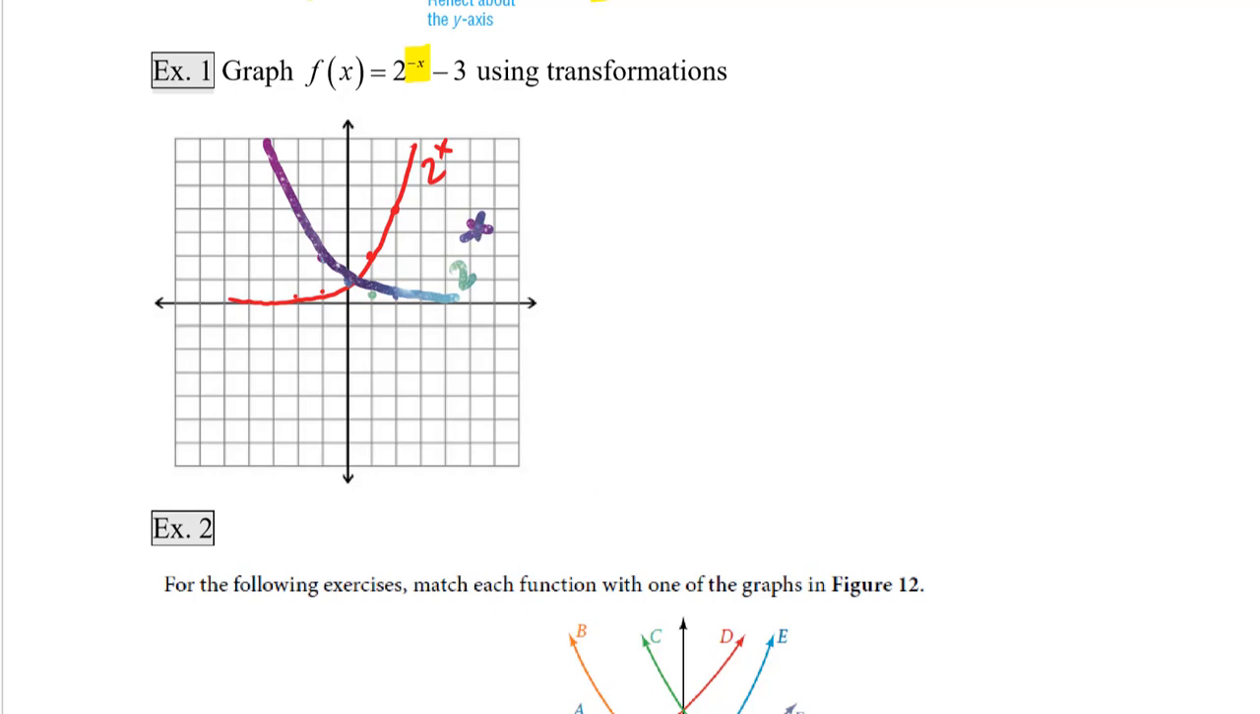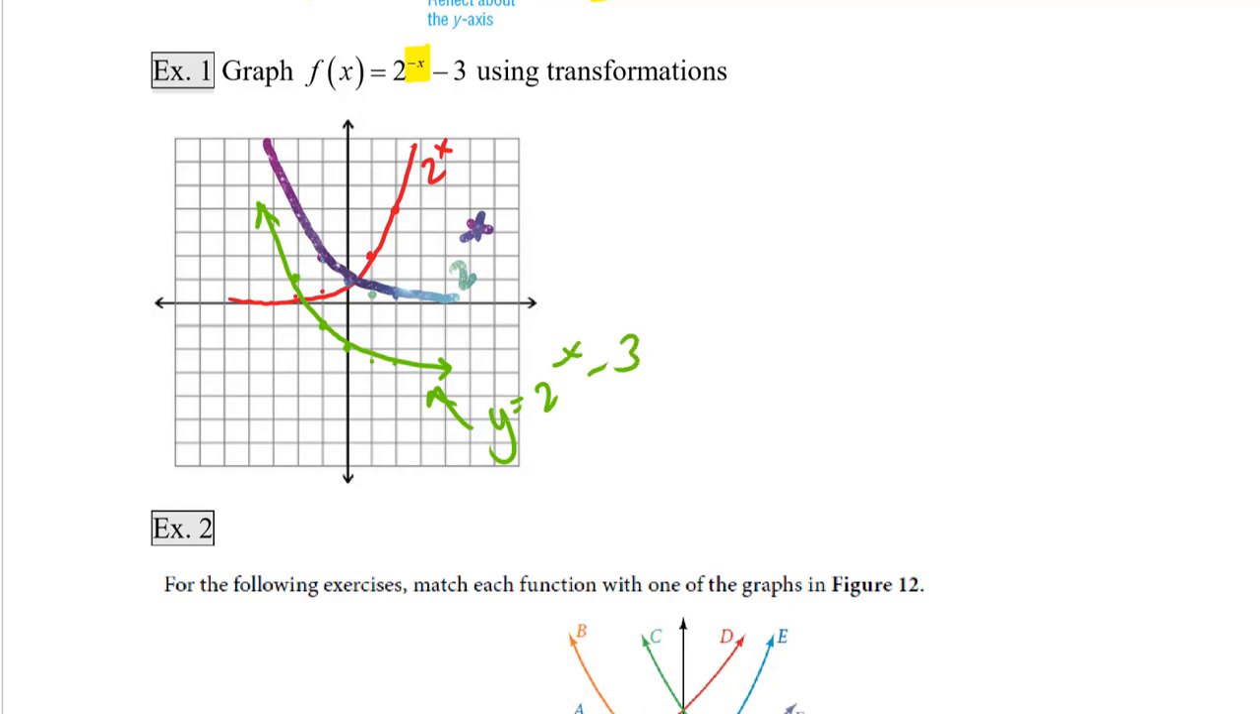And then we know that a minus 3 causes a shift down. So every point on 2 to the negative x, I'm going to move down by 3 points. So 1, 2, 3, 1, 2, 3, 1, 2, 3, here and here. And so this here is going to be y equals 2 to the negative x minus 3.